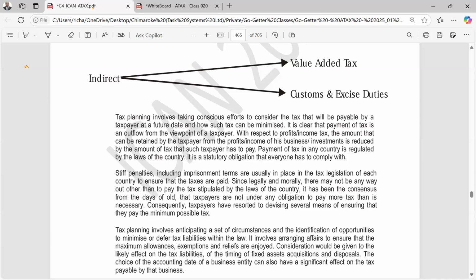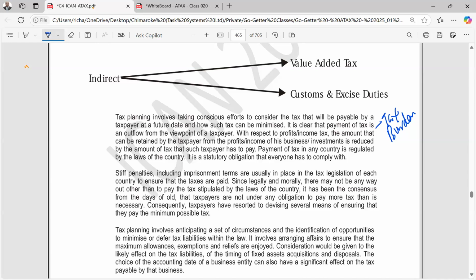All right. It is clear that payment of tax is an outflow from the view of the taxpayer. So sometimes, since it is an outflow from the view of the taxpayer, it is called tax burden. So who bears the burden? The taxpayer.